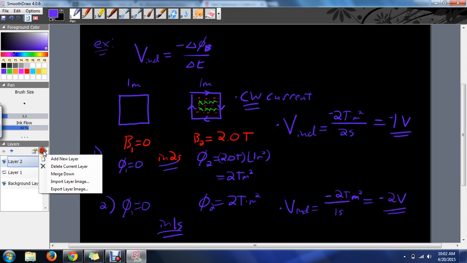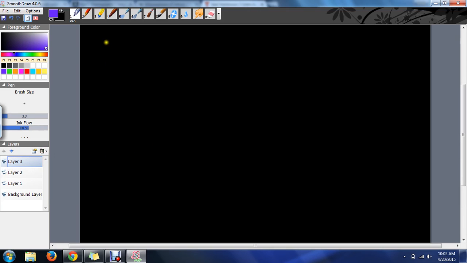Okay, example the third. Let's change the area. So what I'm going to do is I'm going to rotate my area. So let's say that I have a magnetic field going this way, and let's say it has a value of 2 Tesla. And I have a circular area. Let's have it go through this way, and like that.